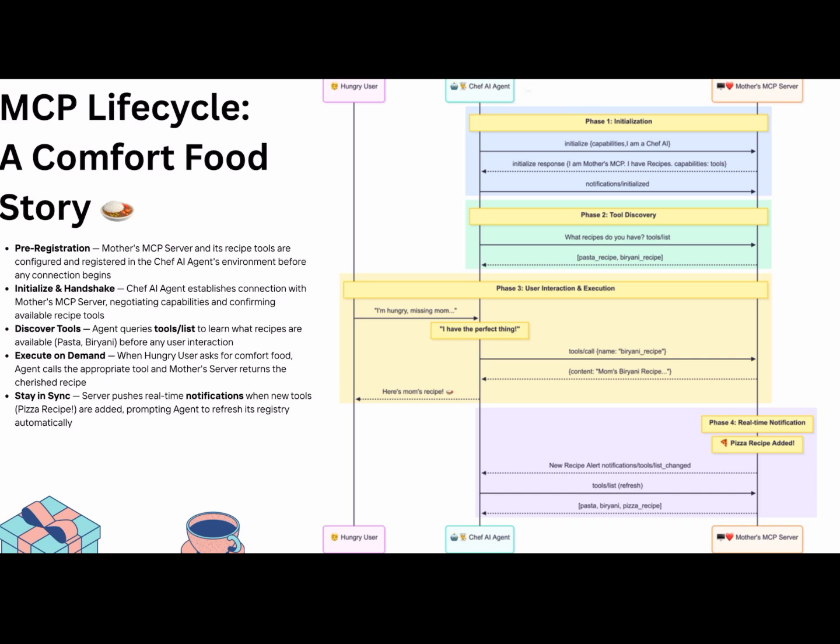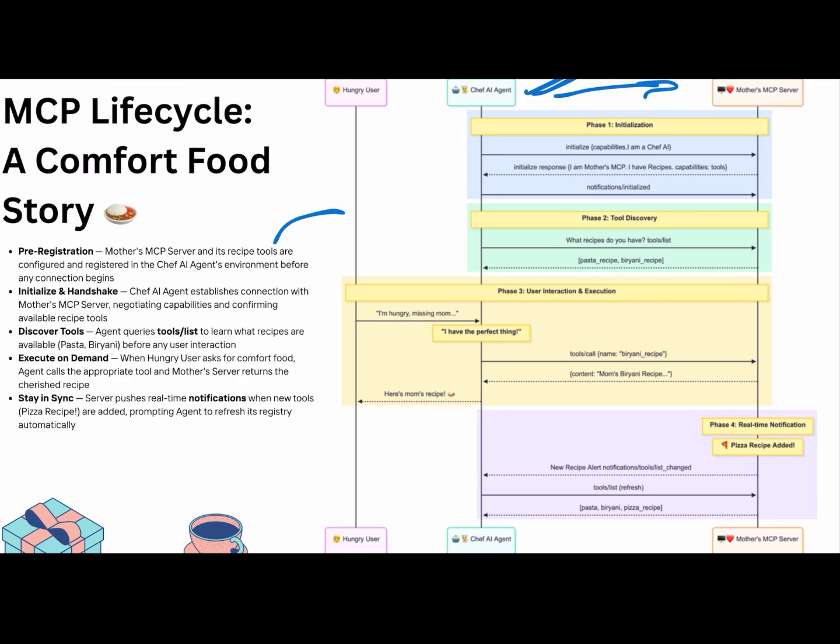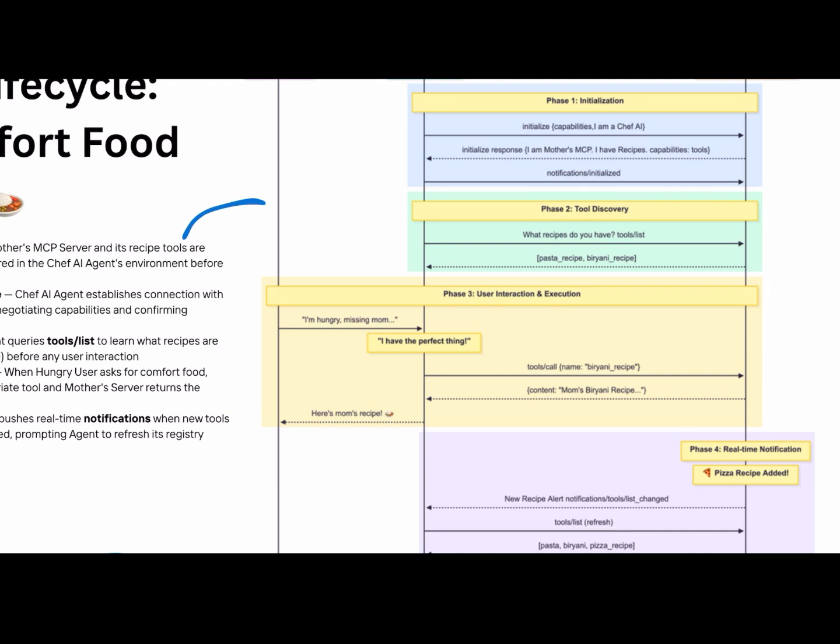So suppose I created a chef AI agent, and this chef AI agent has only one tool, which is called mother's MCP server. I will just make it bigger over here. So it has only one tool, which is mother's MCP server. As you saw earlier in the Python demo, when I ran the Python, I had to configure it in Claude, and that configuration part is what is happening over here. Before the AI agent can use mother's MCP server, the MCP server needs to be connected to the AI agent.